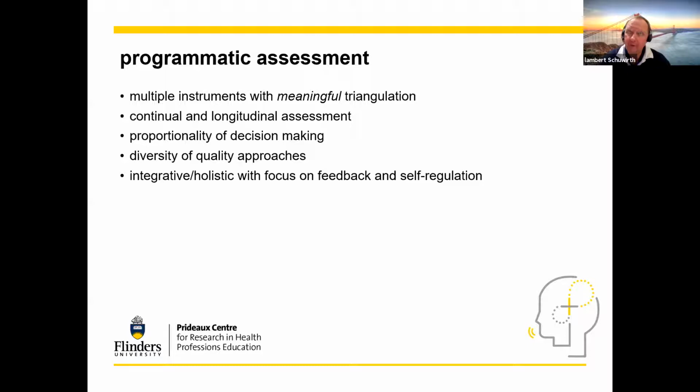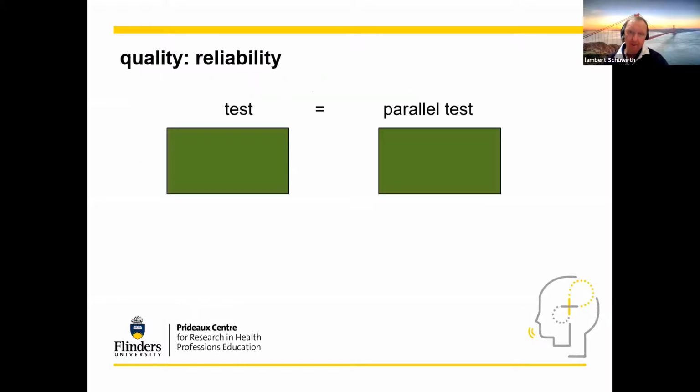Reliability. There are many ways of defining reliability, but typically in assessment, reliability is defined as test, retest reliability. I give a student a test, there's a score. Would that student get the same score if they were given a similar test? If I'm talking about narratives, if I'm talking about triangulation, if I'm talking about feedback, incorporating feedback, etc., I cannot just rely on that test, retest reliability. But there has to be a diversity of quality approaches.